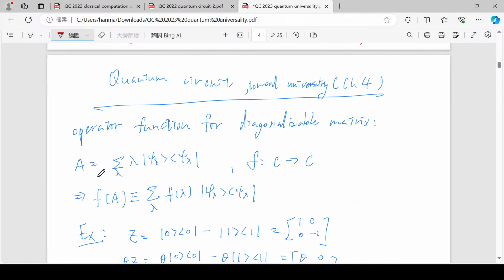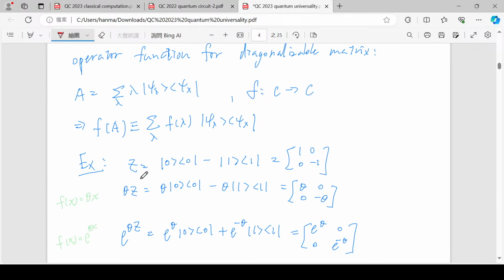And we also want to do this because we want to apply functions on basically the Pauli matrices. For example, we have the Z matrix. As we all know, it is 1, 0, 0, minus 1. And when we write it in terms of eigenvalue and eigenvector, it's plus 1 of |0><0| added together with minus 1 of |1><1|.